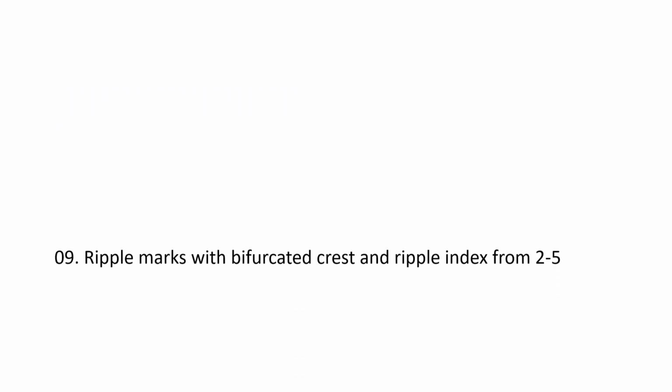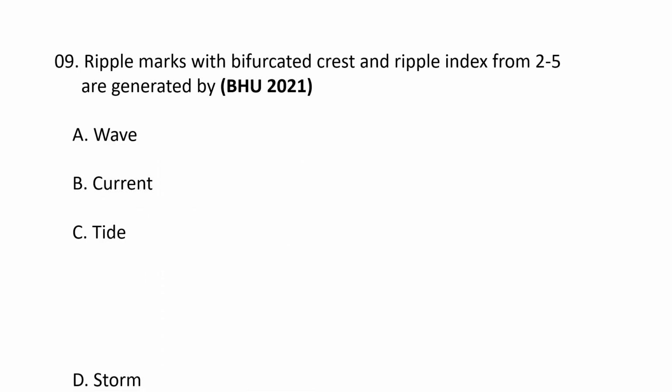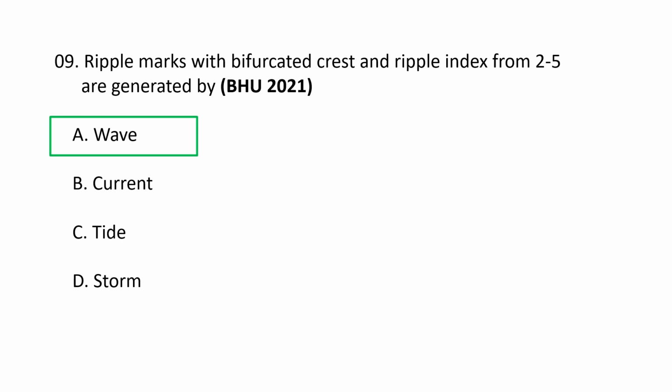Next question. Ripple marks with bifurcated crest and ripple index from 2 to 5 are generated by A. Wave, B. Current, C. Tide, and D. Storm. The correct option is A. Wave. Ripple marks with bifurcated crest and a ripple index of 2 to 5 can be generated by waves. Specifically, these features are characteristic of wave-formed ripples. These are also known as bidirectional or symmetrical ripples.